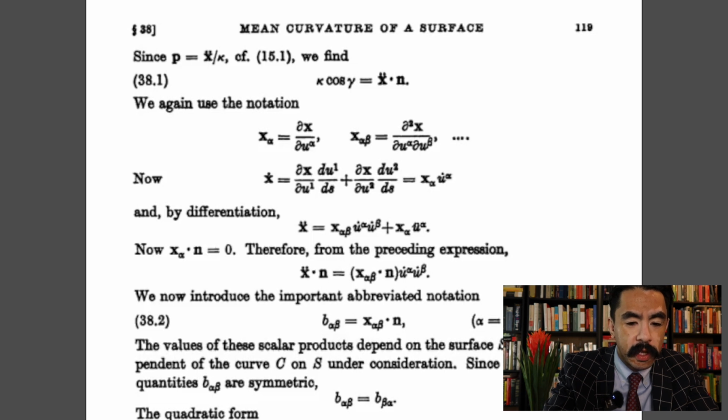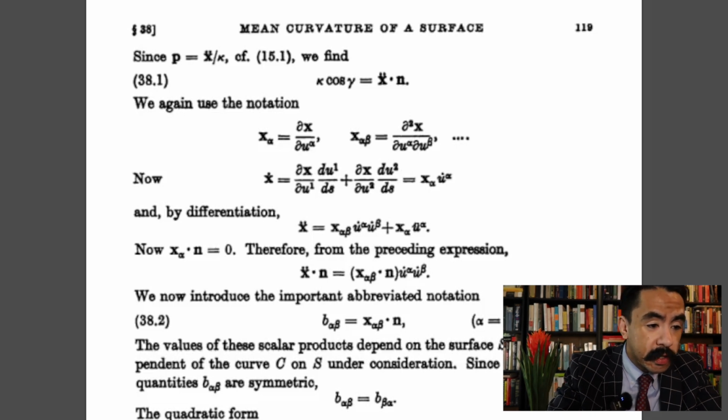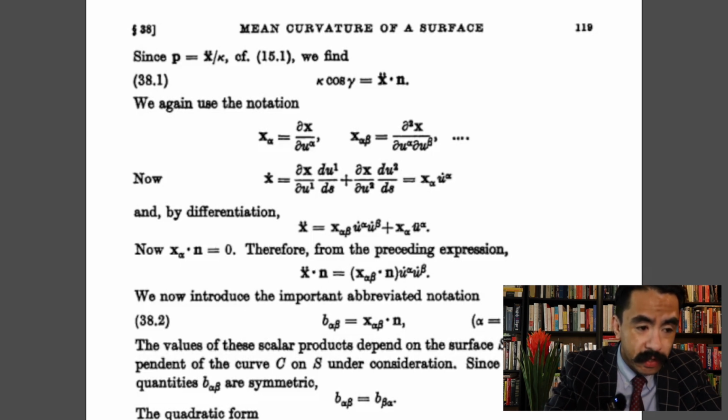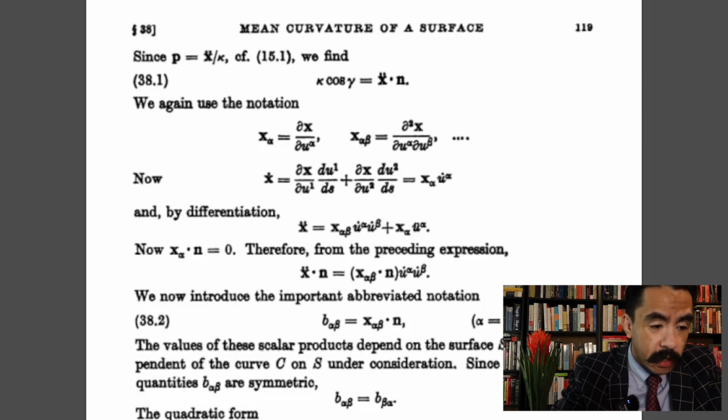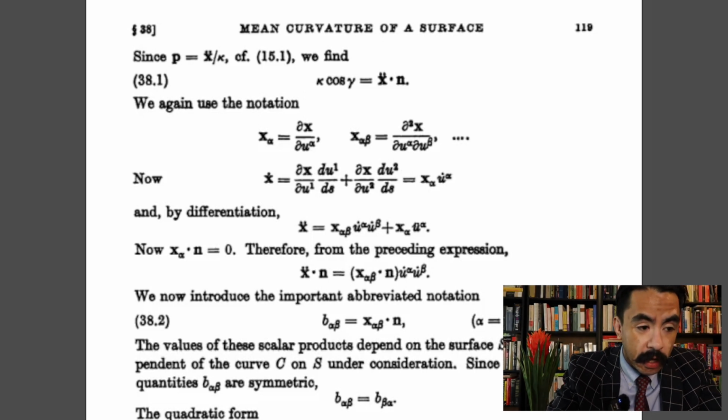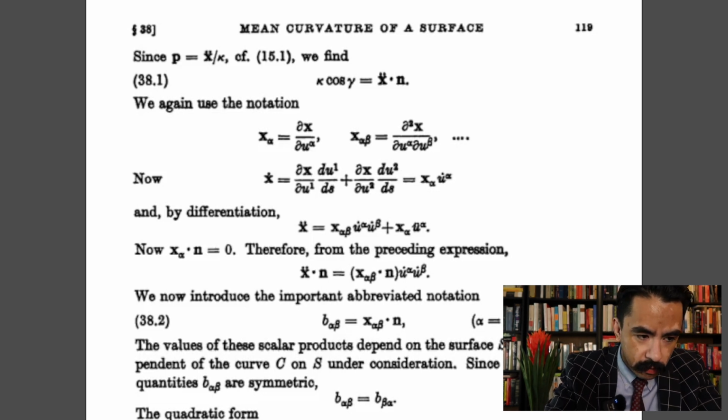And just a reminder, when there's the dot notation for derivatives, this means a derivative in terms of arc length s. We again use the notation where x sub alpha equals partial x partial u alpha and x sub alpha beta equals partial squared x partial u alpha partial u beta. Now, x dot equals partial x partial u1 times partial u1 partial s plus partial x partial u2 times partial u2 partial s, which equals x sub alpha times u dot alpha. And by differentiation, x double dot equals x sub alpha beta times u dot alpha times u dot beta plus x sub alpha times u double dot alpha. Now, the scalar product of x sub alpha and n equals 0. Therefore, from the preceding expression, the scalar product of x double dot with n is equal to quantity x sub alpha beta scalar product with n closed quantity times u dot alpha times u dot beta.